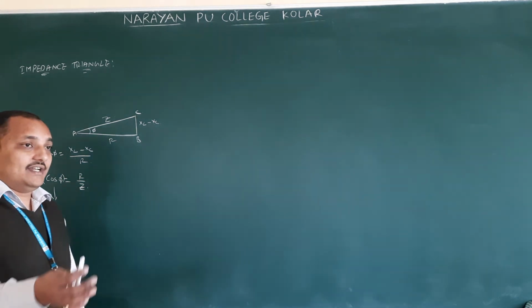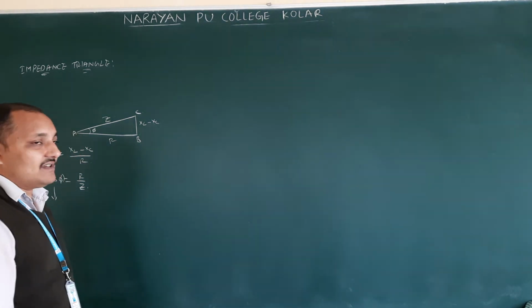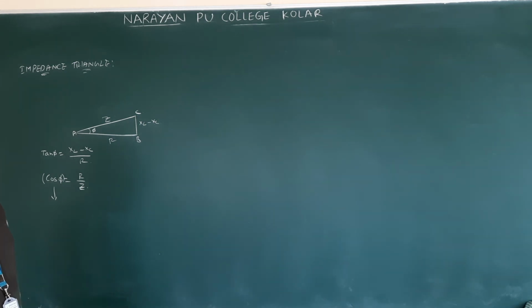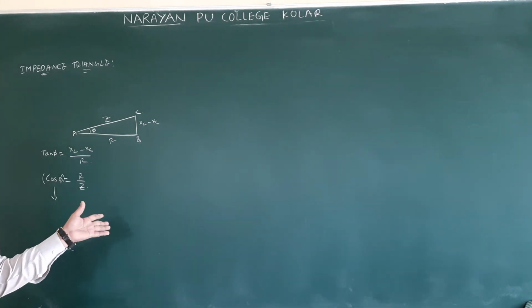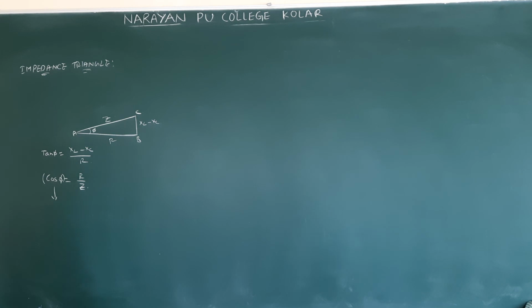Power in DC circuits we discussed. What is the power equation at that time? Voltage into current: P is equal to VI, I square R, V square by R. So 3 power equations we got like that. Power in AC circuits we will discuss later. Next one, impedance.